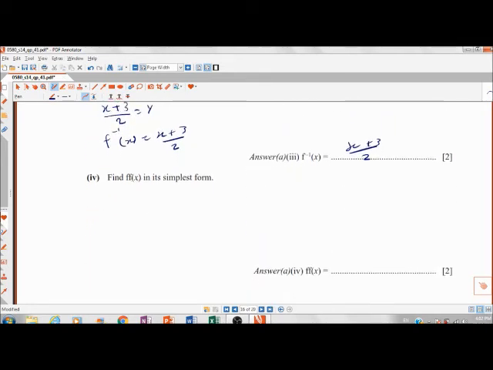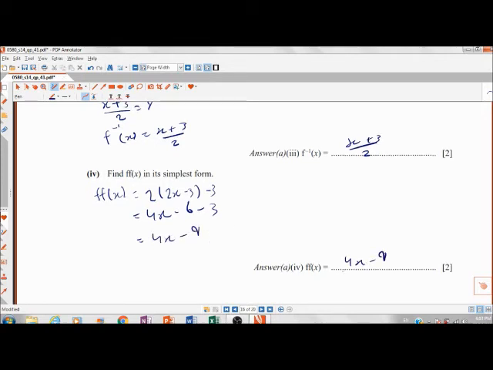Alright, find ff in simplest form. Simply put the function f in itself, like so. Simplify it: 4x minus 6 minus 3, that would be 4x minus 9. That's your answer.